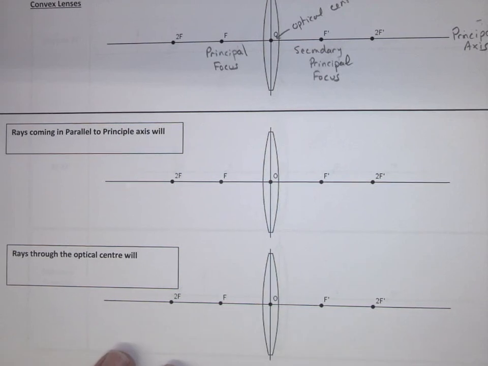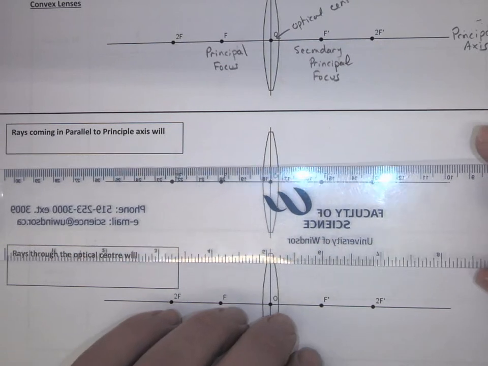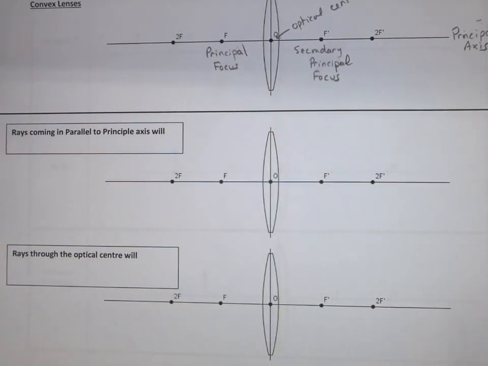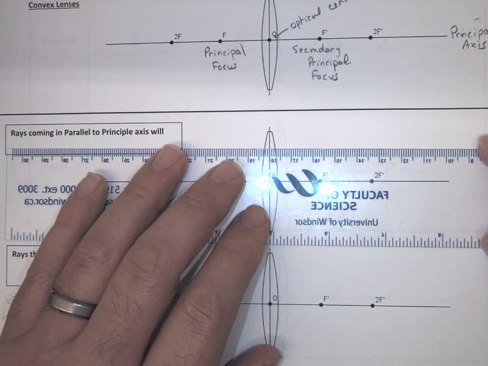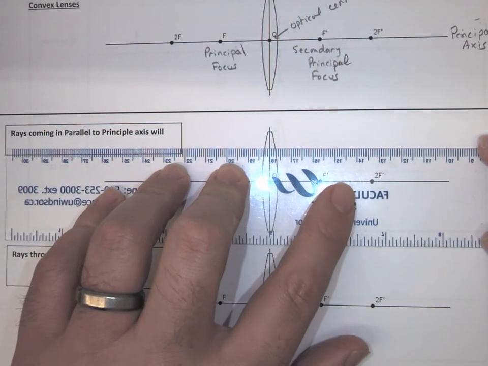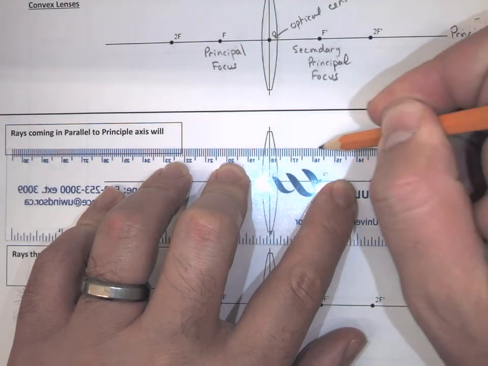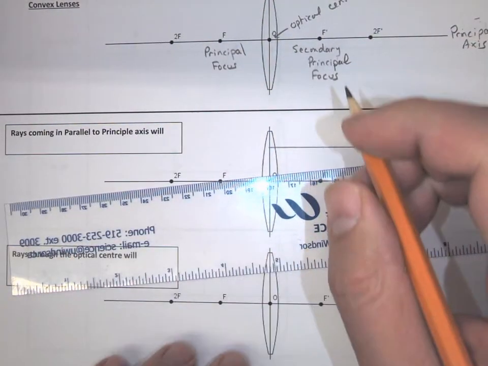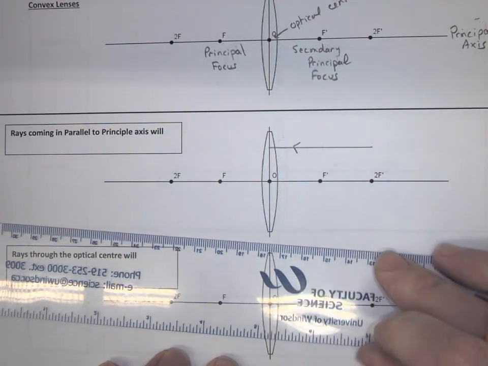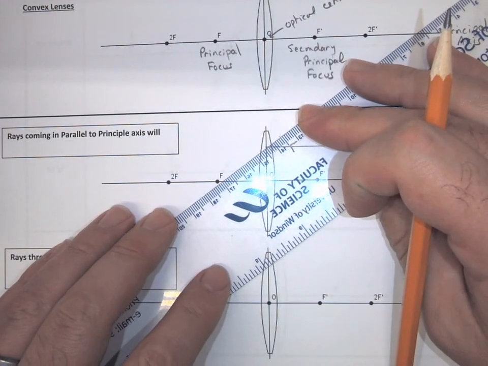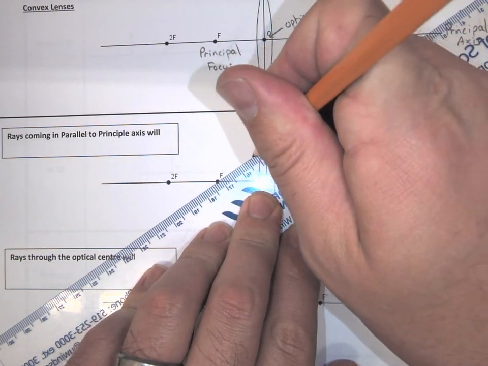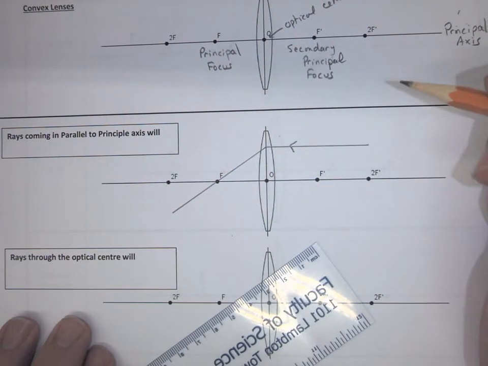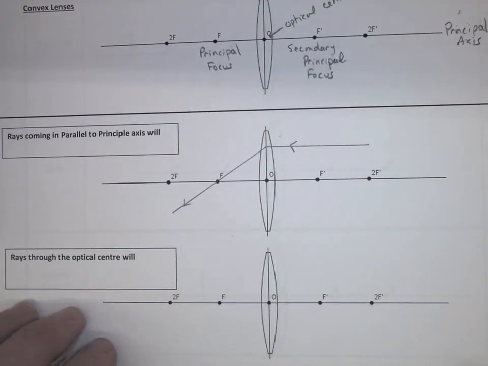The first ray that we're going to draw is a ray parallel to the principal axis. Now, rays always converge through the principal focus, so just like in mirrors, when we draw our incident ray, parallel to the principal axis, so here's our incident ray, it will go through our principal focus.